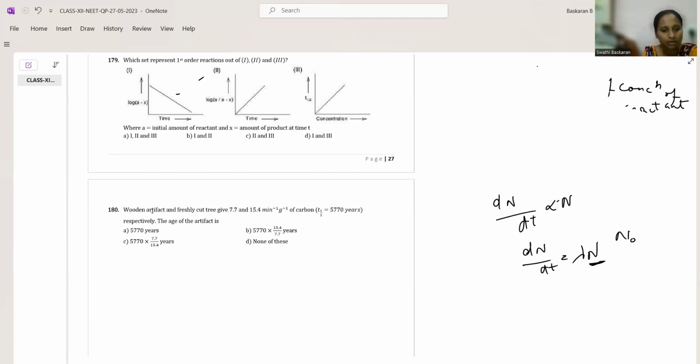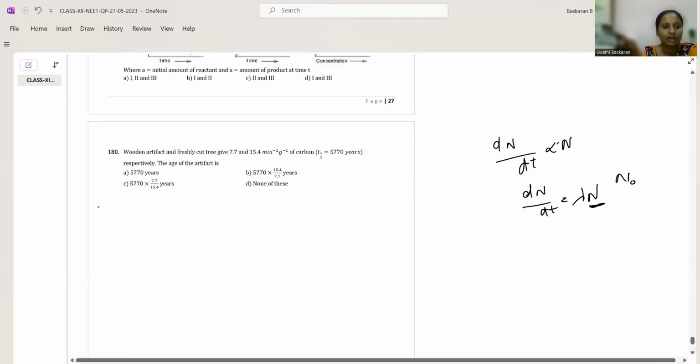So what they have given in this question is a wooden artifact and a freshly cut tree. The values of C14 are given as 7.7 and 15.4 per minute per gram of carbon 14, and whose half-life is given to be 5770 years respectively. And now they are asking, with respect to the freshly cut, that is the initial concentration of C14, what would be the age of the wooden artifact? Okay, so how do we solve this question?